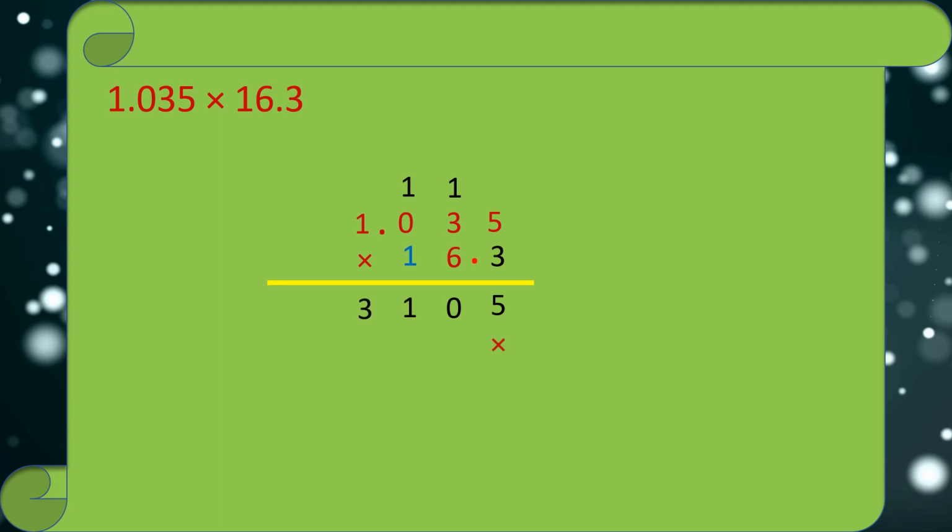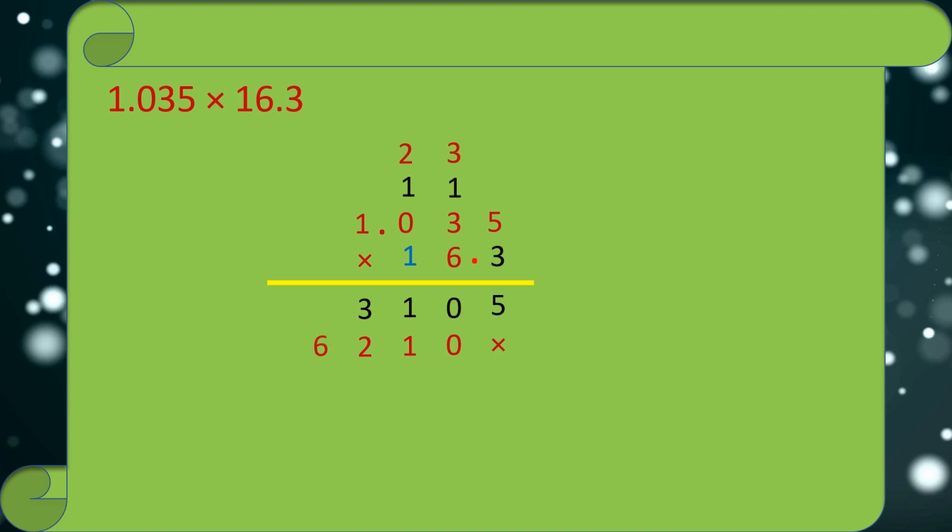Then we will write cross here and we will start from this tens place. 6 5s are 30. We will write 0 here, 3 as carry. 6 3s are 18, 18 plus 3, 21. We'll write 1 here, 2 as carry. 6 zeros are 0, 0 plus 2, 2. 6 ones are 6.